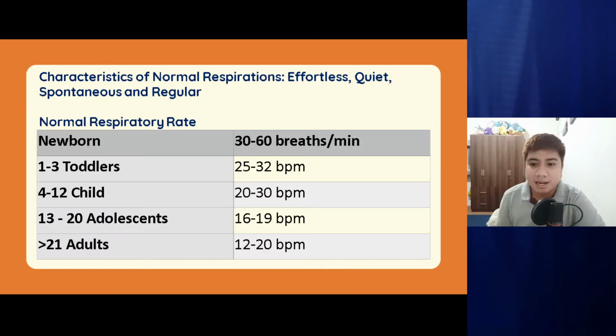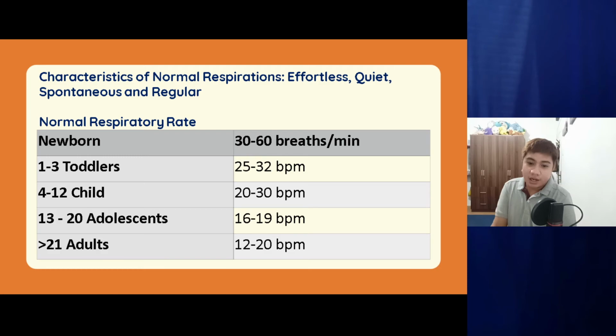So, how do we know that a person's breathing is normal? If the breathing is effortless, quiet, spontaneous, and regular. There is no sound of struggling or gasping. Okay, so it is quiet and effortless. And also, your respiratory rate or your breathing rate depends on the age level or age group. So, here are your normal respiratory rates.